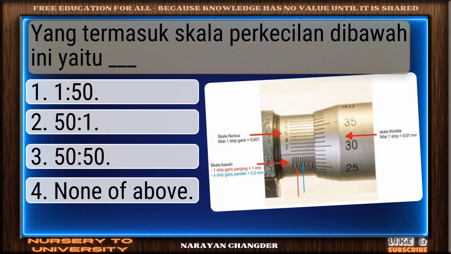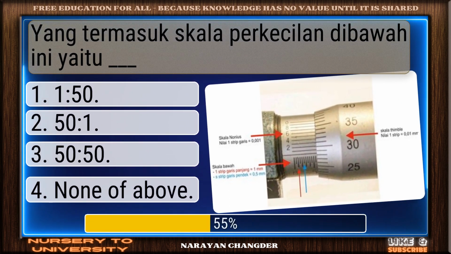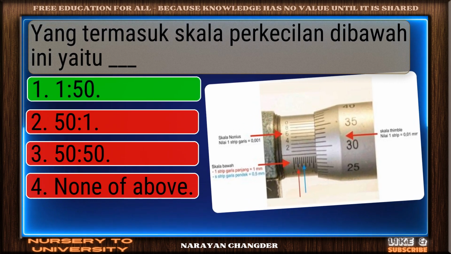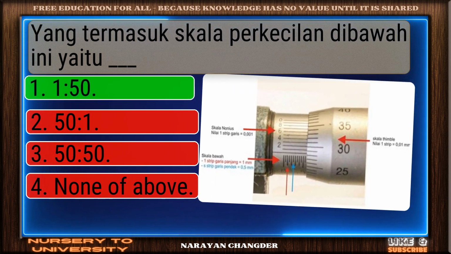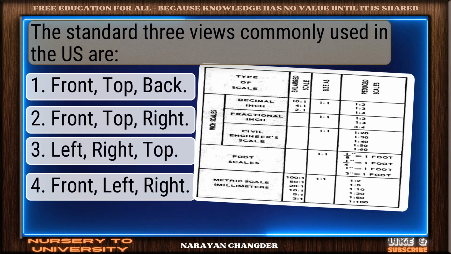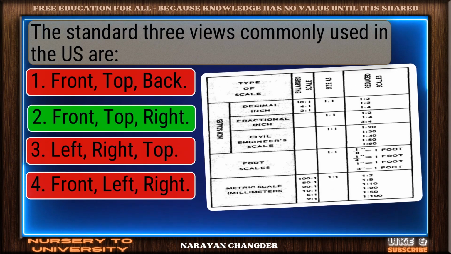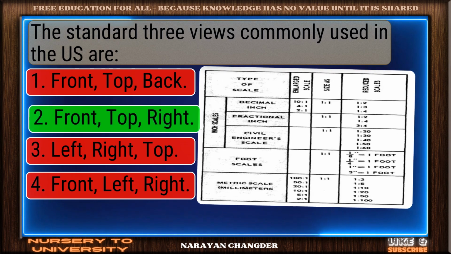Yang termasuk skala perkecilan di bawah ini yaitu dash. Good thinking. 50 is the right answer. The standard 3 views commonly used in the ASA. Sharp thinking. Front, top, right is the right choice.